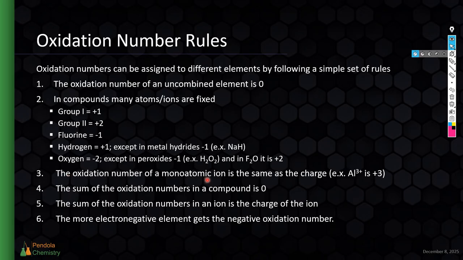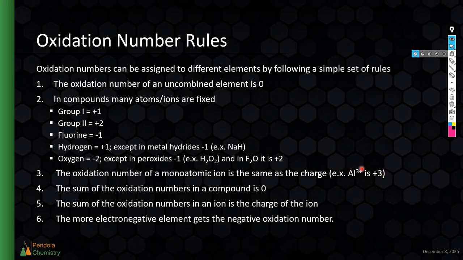The oxidation number of any monoatomic ion is the same as its charge. And that's very straightforward and very logical, considering that the charge of an ion is going to come from how it gains or loses electrons. So very straightforward is that for something like aluminum, Al3+, the aluminum ion, its oxidation number is simply +3.